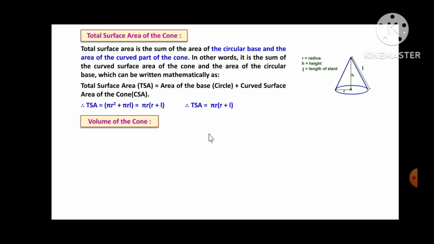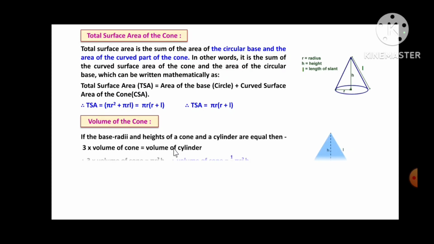Now see the volume of the cone. Friends, in the adjoining figure you can see the cone. If the base radii and height of the cone and a cylinder are equal, then 3 into volume of a cone is equal to volume of the cylinder. Therefore, 3 into volume of the cone is equal to pi r square h, which is the formula for finding the volume of a cylinder. When 3 is brought to the right hand side, we get the formula for volume of a cone. Therefore, volume of a cone is equal to 1/3 pi r square h.